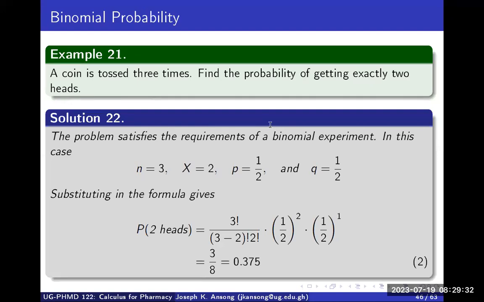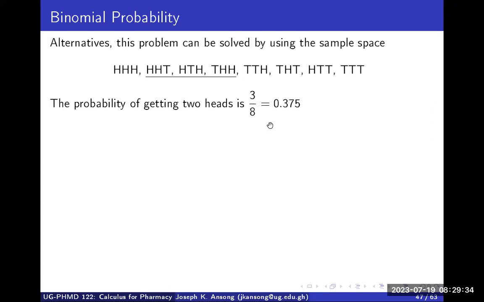We can also do it, as I said, using the sample space. If you toss 3 coins, you're going to have this. For the probability of getting 2 heads, you have 2 heads here, 2 heads, 2 heads. You have 3 of them out of the total 8. So the probability of getting exactly 2 heads is 3 out of 8, which is 0.375, the same as we got for the other one.